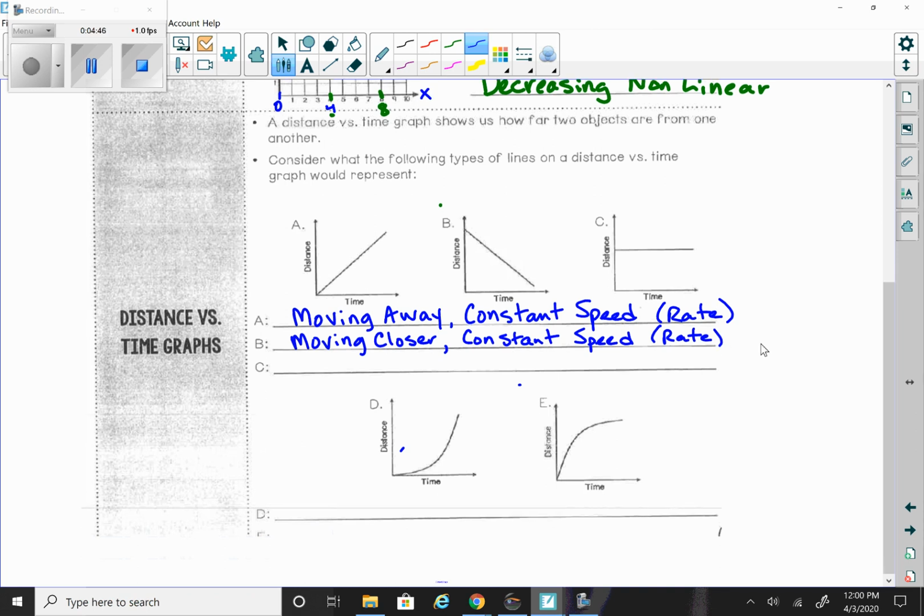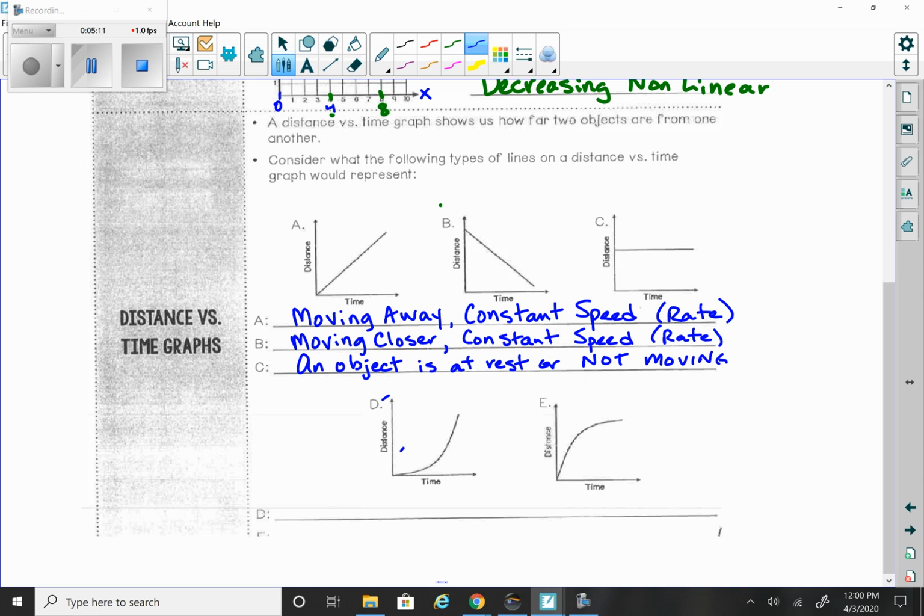And then the third one there, in letter C, we can see that the line is a straight horizontal line, so your distance is not changing over time. So if your distance isn't changing over time, that means that an object or person or thing or whatever is at rest or not moving.